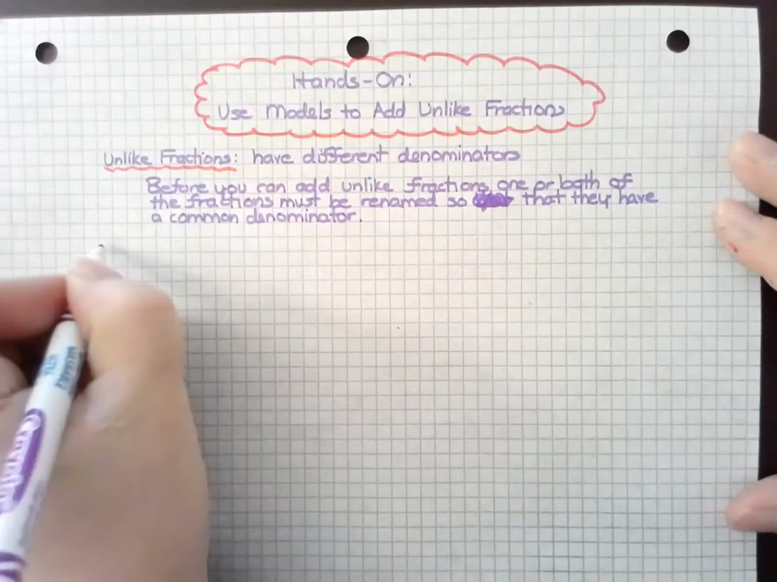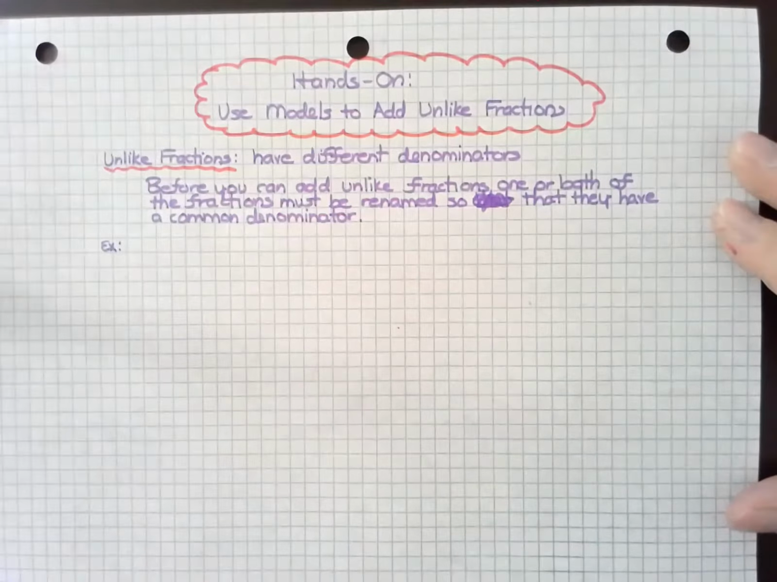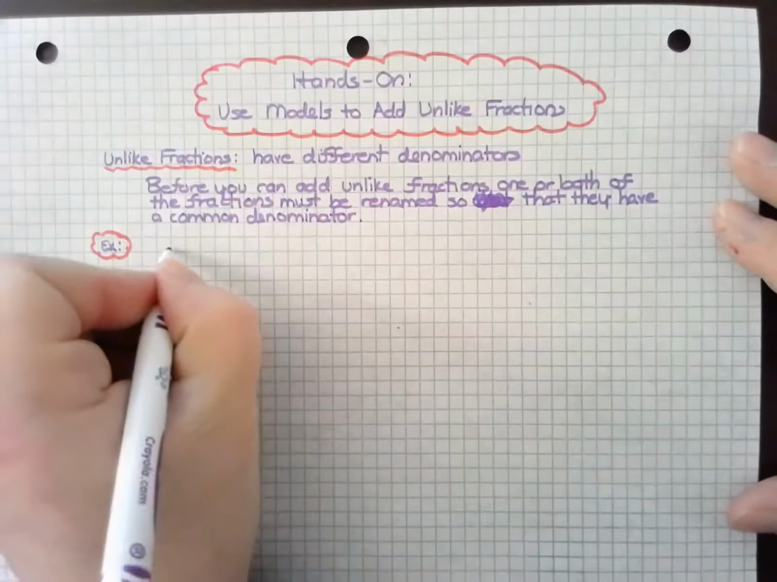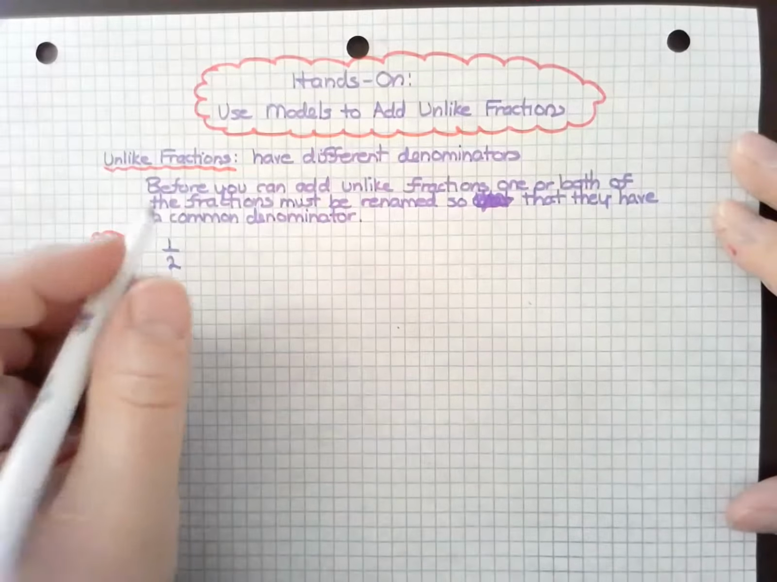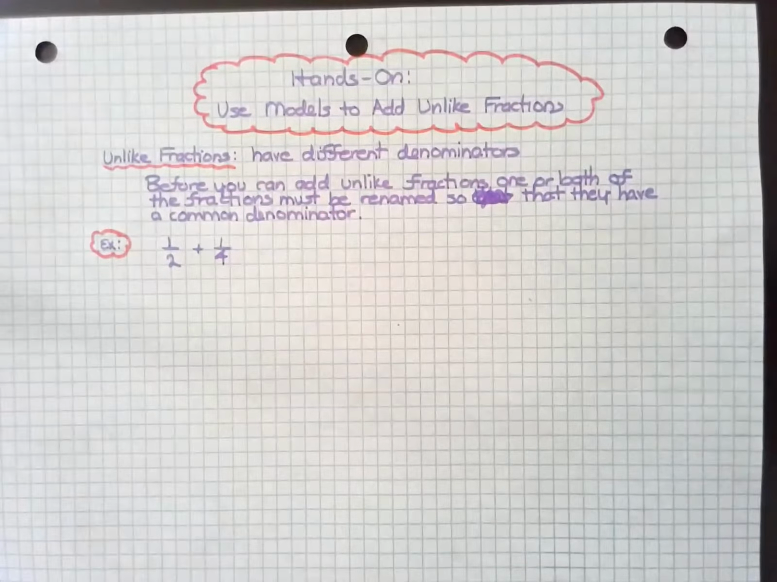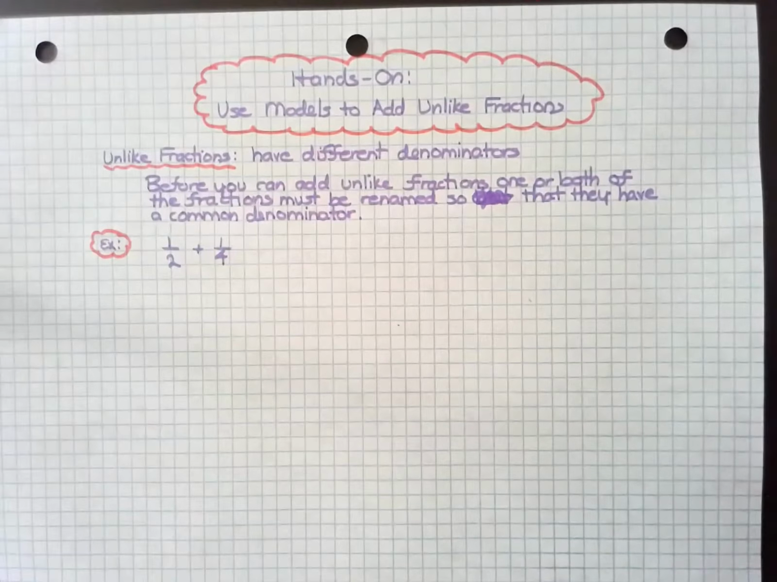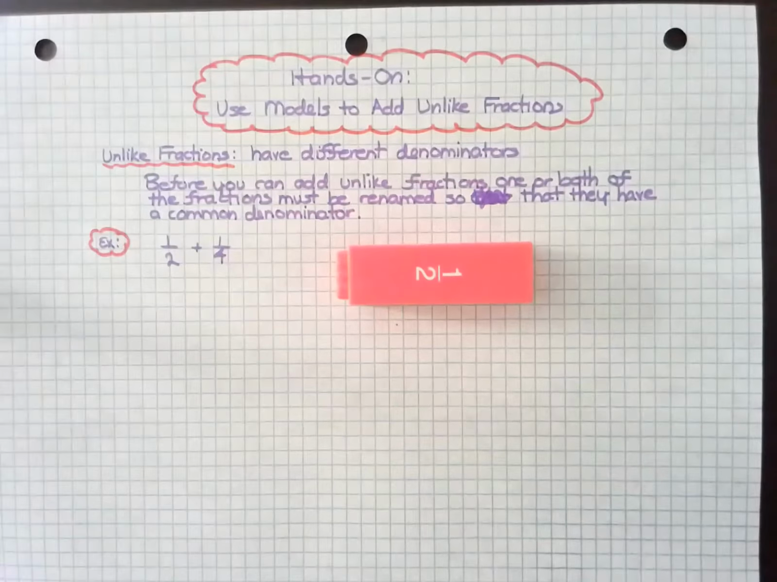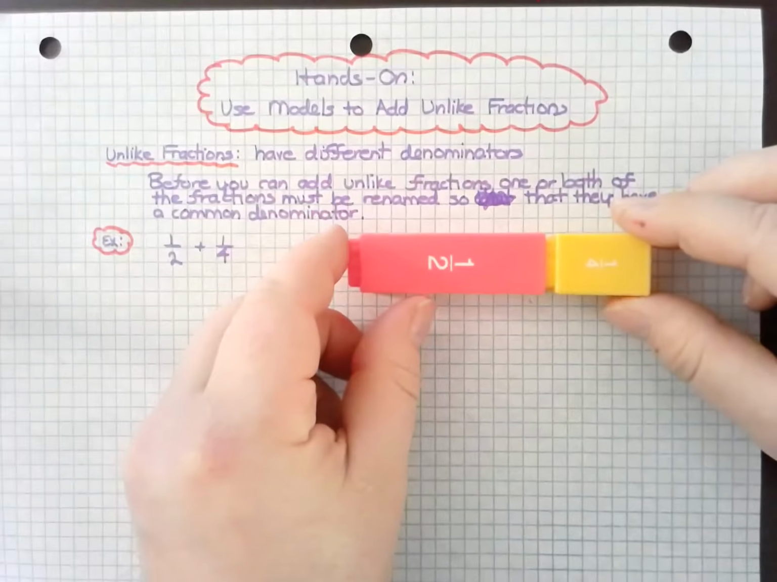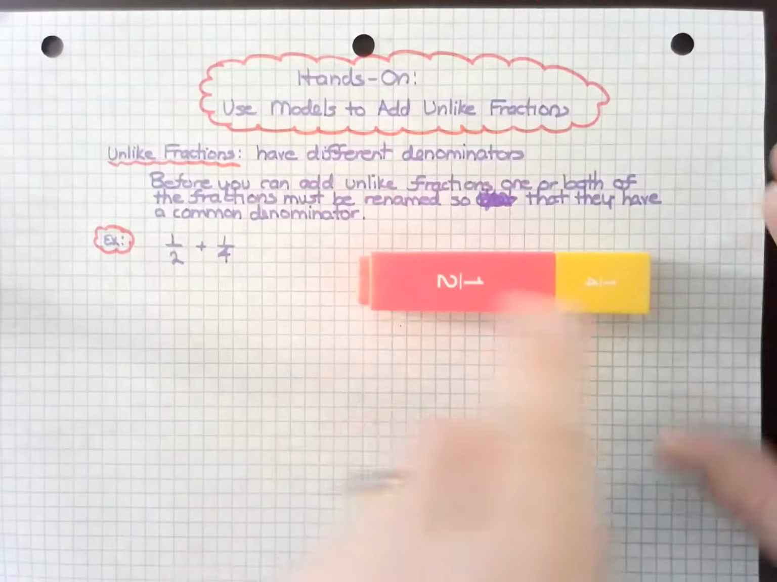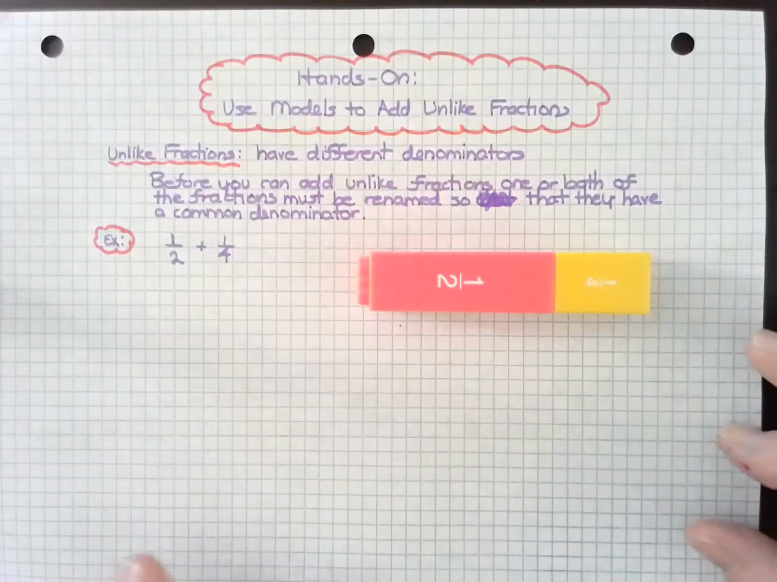So looking at an example, I have 1/2 plus 1/4. And so what's helpful initially is to use fraction tiles. So I'm going to pull out a 1/2 and a 1/4 piece. And so what I want to do is experiment and find out, because I have to add those two together, I need to find something that's in common with both of those pieces.